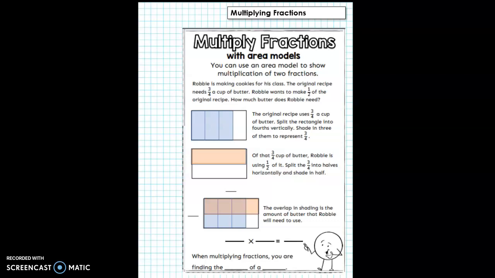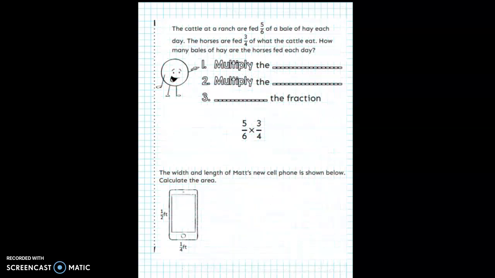Then we are going to overlay the two onto one piece, showing the 3/4 in one color, the 1/2 in the other color. Where the two colors overlap is actually our answer. So we're showing the 3/4 times 1/2. The orange and the blue overlap into just 3 boxes. There are 8 total boxes, so that is our denominator, or 4 times 2 is 8. And there are 3 pieces colored with both colors, so that is our numerator for 3/8. Remember, when multiplying fractions, you are finding the numerator times the numerator and the denominator times the denominator.